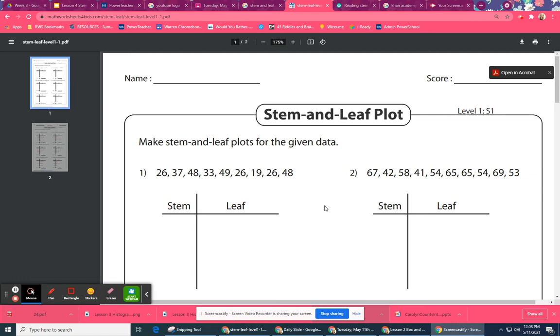You do have to look through them though. So find the smallest number and then find the biggest number. Our smallest is 19. And our biggest is 49. So that means our numbers range from the teens to the 40s.